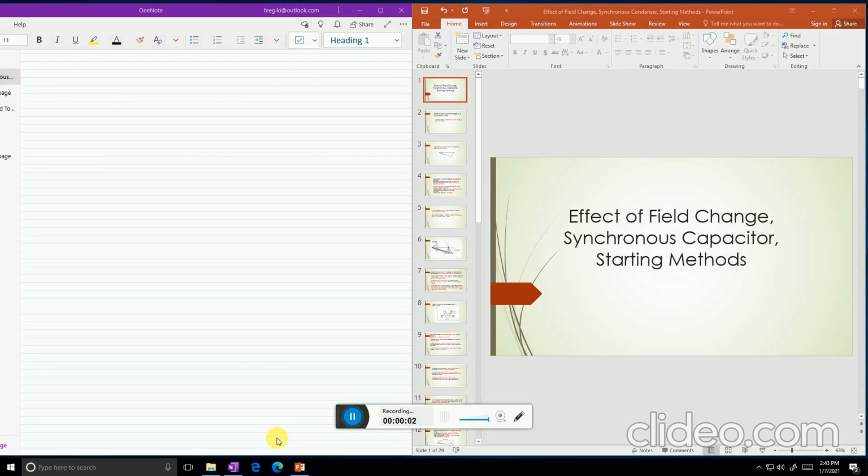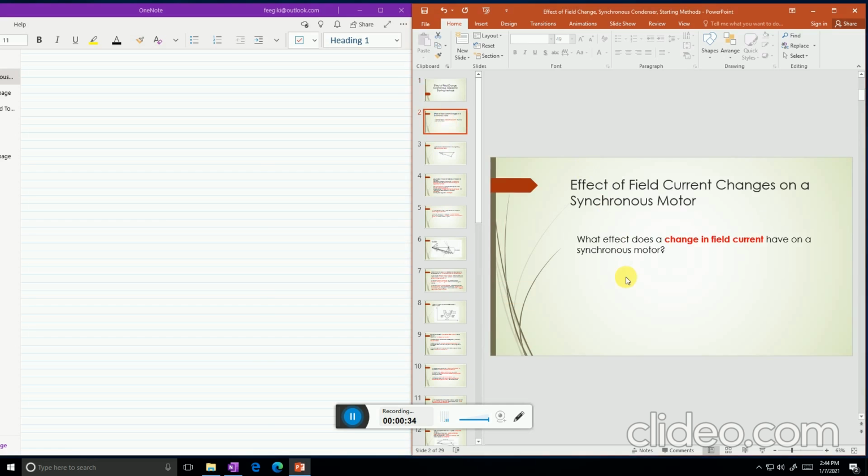Bismillahirrahmanirrahim. In this lecture, we are going to study the effect of field change on the synchronous motor, and then the synchronous condenser and the starting method of the synchronous motor. Till now, we studied the effect of load change, that when we change the load on the synchronous motor, which parameter of the synchronous motor will change. And now we are going to study that if we change the field current, then how the synchronous motor will behave and which parameter of the synchronous motor will change in this condition.